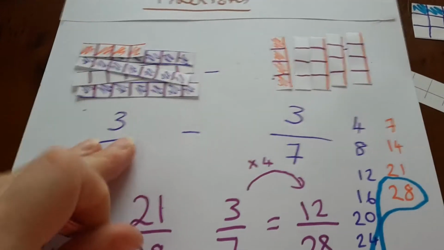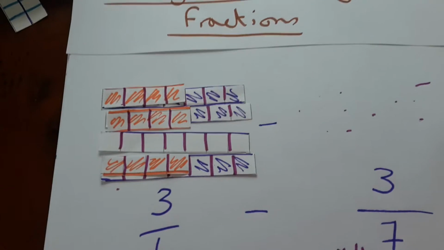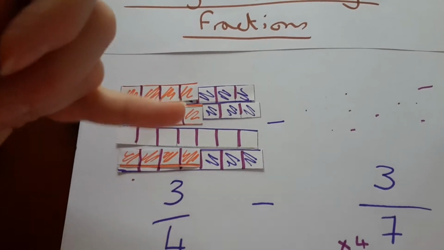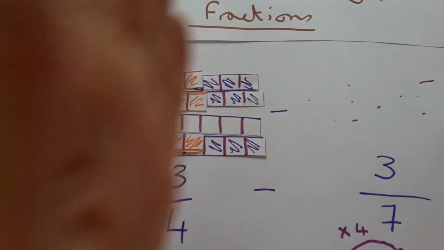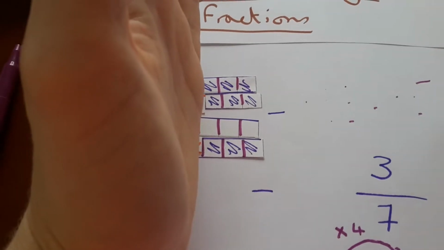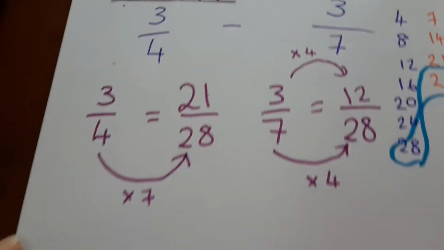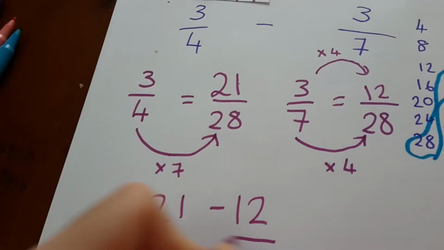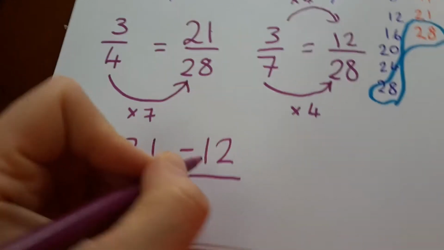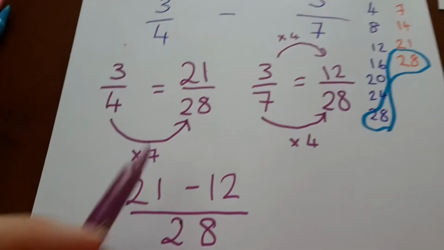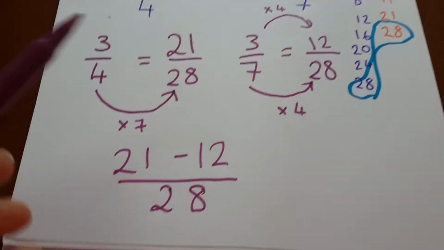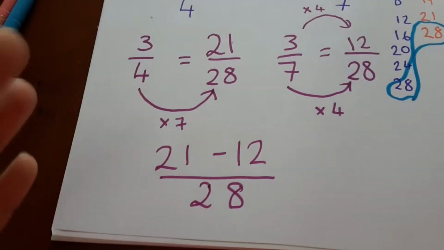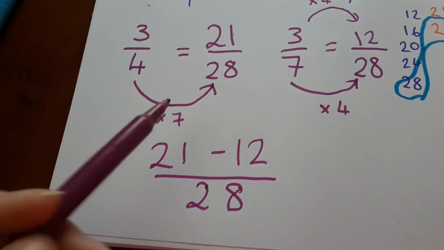Okay, so now if you'd imagined that we'd taken away these blocks of 7ths away, we're left with only 9 28ths. So I'm going to show you this in our written form. We're going to do 21 minus 12 out of 28 pieces. Remember, you don't take 28 from 28 because you'd end up with 0, and that doesn't make sense. You can never have 0 written on the bottom of a fraction, it just doesn't make sense. You wouldn't divide anything by 0.